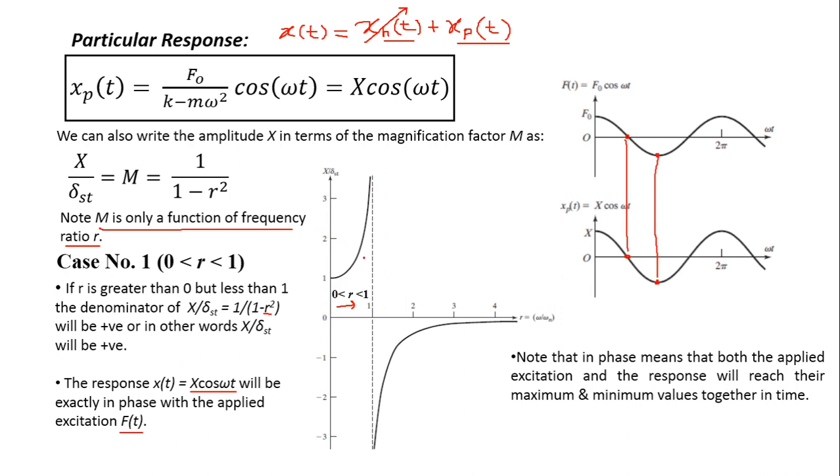Okay, so this is how your magnification factor will behave between r equals 0 and 1. That is, the frequency ratio between 0 and 1. So if you are closer to 0, m is equal to 1, which means that the amplitude x is equal to the static deflection of the spring. But as soon as r starts to increase, the value of x increases relative to this static deflection of the spring, and it reaches a very high value as r reaches 1.